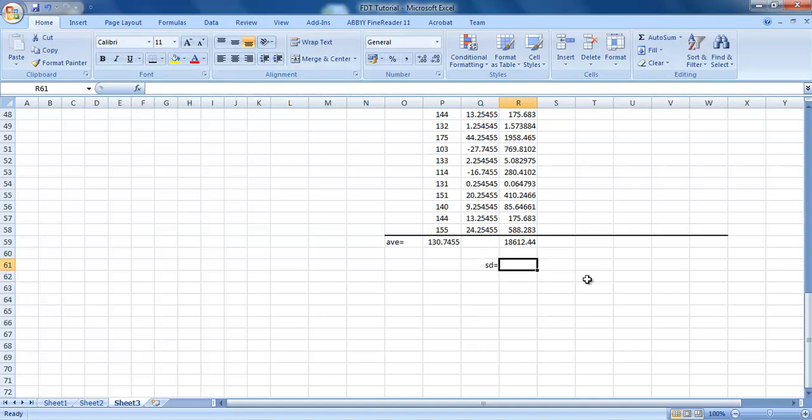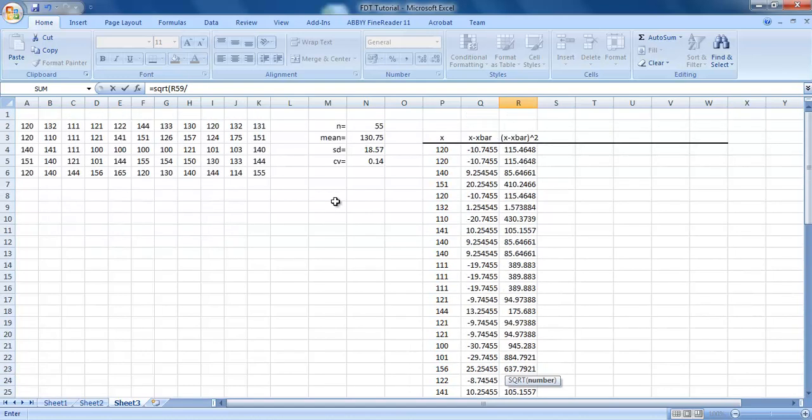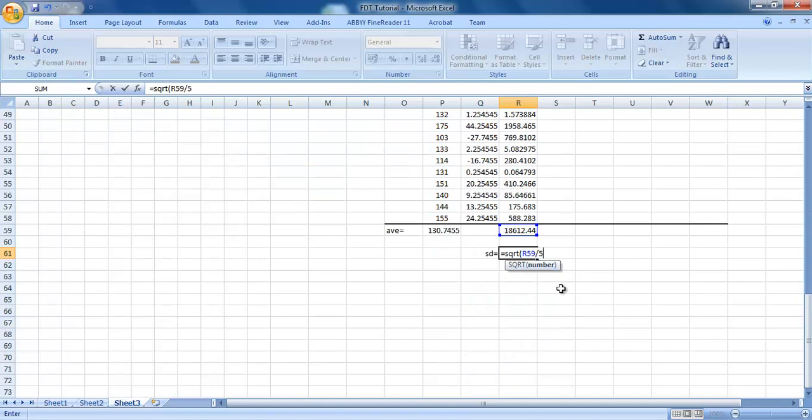I'm going to calculate now the standard deviation. The standard deviation is equal to the square root of the sum of the squared deviations located at R59 divided by n minus 1. So, our n is equal to 55. So, n minus 1 is 54. So, enter. So, we have 18.56542.